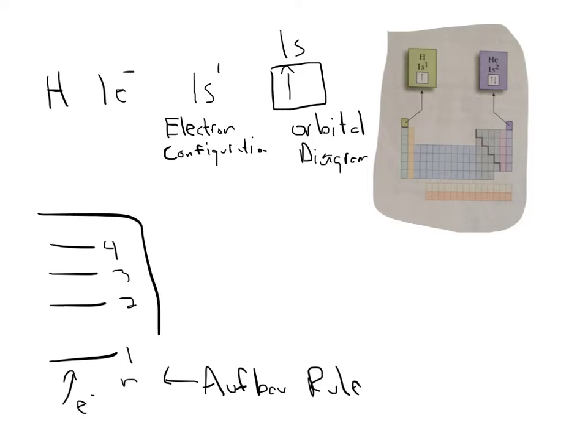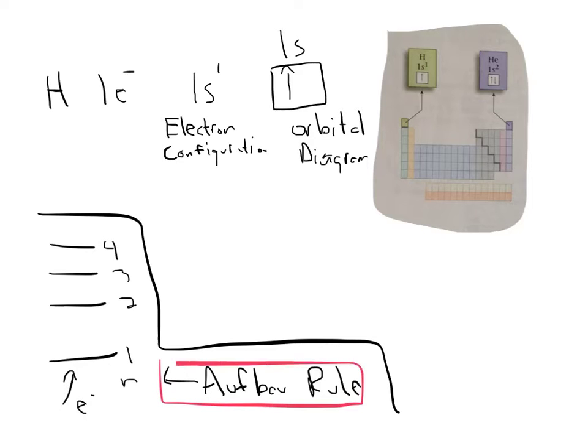And so let's do the next element. We'll just put a red box around Aufbau so we can remember that. So let's go to helium. Whoop, let's do it in black. Helium has 2 electrons.